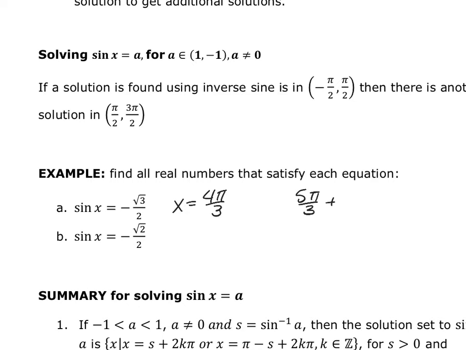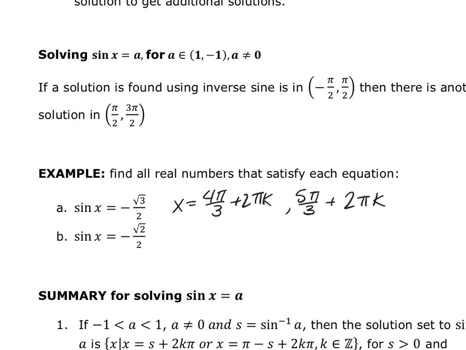And then because I want all real numbers, I have to go beyond just what's on the unit circle, and the way I do that is my coterminal angles. So plus 2 pi k, and then plus 2 pi k. If I only want it in the unit circle, my answers would have just simply been 4 pi over 3 and 5 pi over 3. But if I want all real numbers, I have to do everything that's coterminal to those two angles.